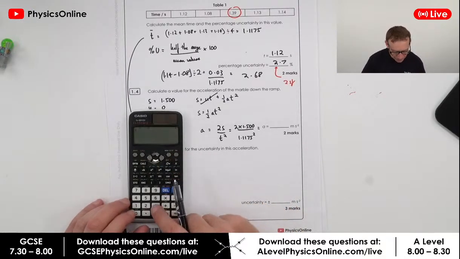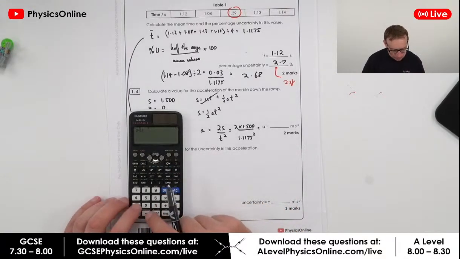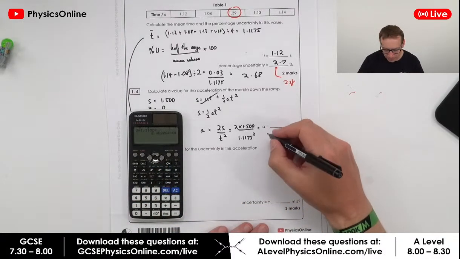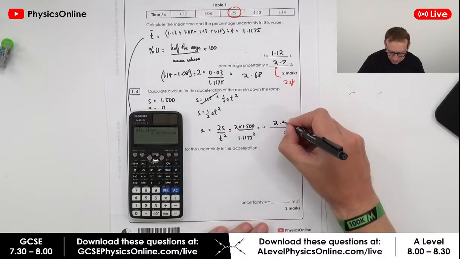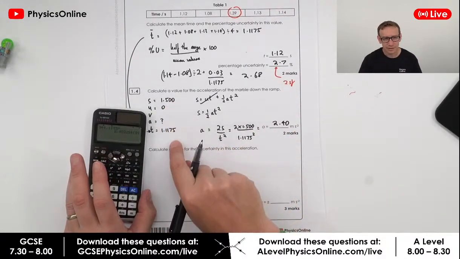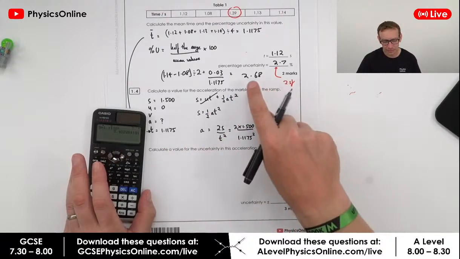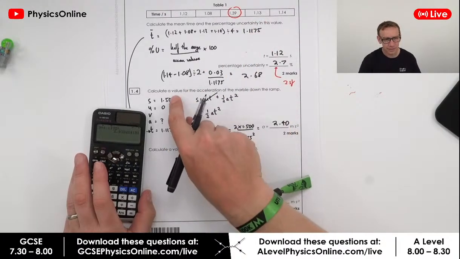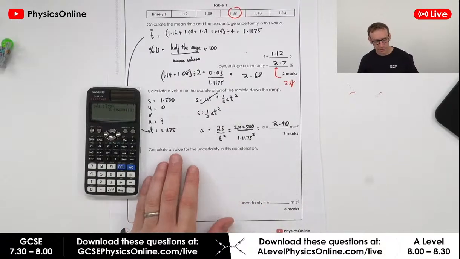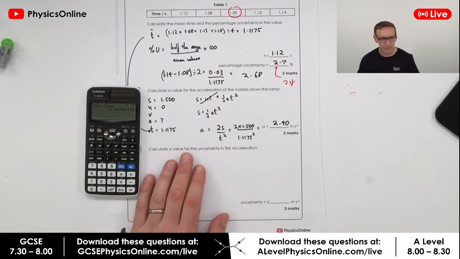Okay, so to work that out, that's just going to be equal to 3 divided by 1.1175 squared, which equals 2.4. So the acceleration would be 2.40. And I reckon that's an appropriate number of significant figures. So we've got really 3 significant figures for the time, 4 significant figures for the distance, so we can give that 3 significant figures. And then we want to calculate a value for the uncertainty in this acceleration.